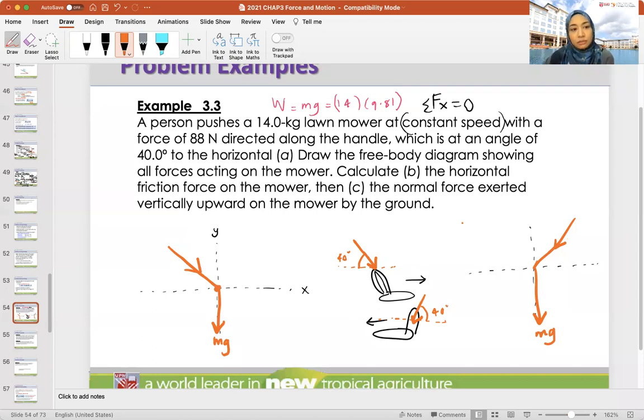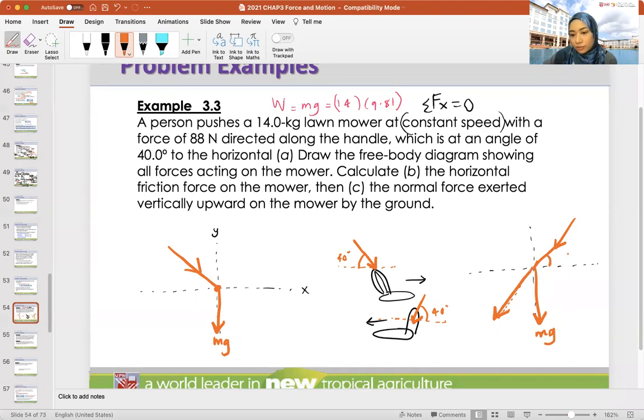This is not wrong, but it's not the best way to write or to draw a free body diagram. Typically, in free body diagrams the forces come out from the center point. So how do we make it come out? We will extend it. For this one, we will extend it to here. Okay, so we will draw it over here.